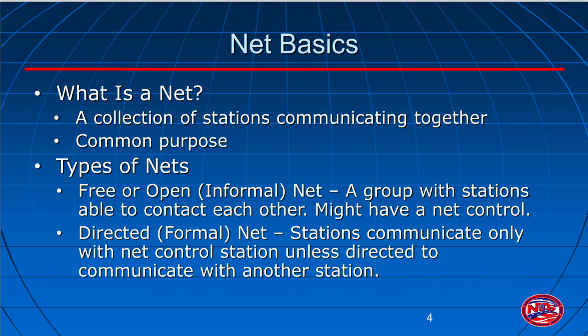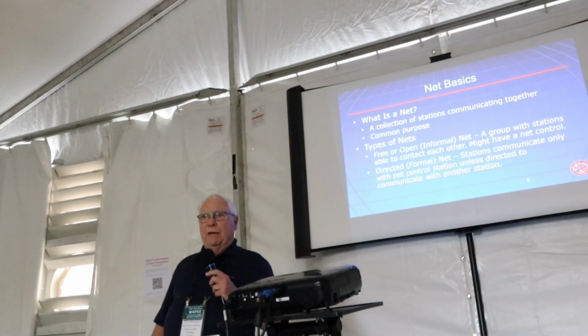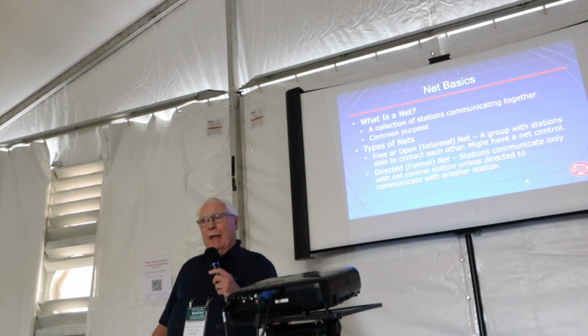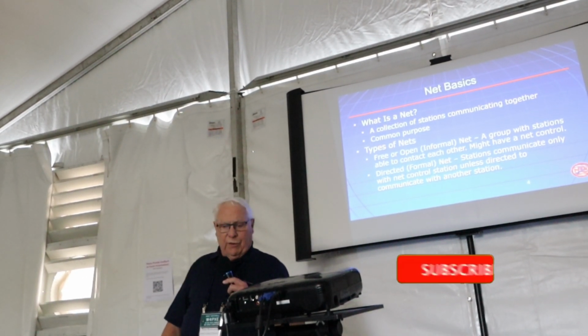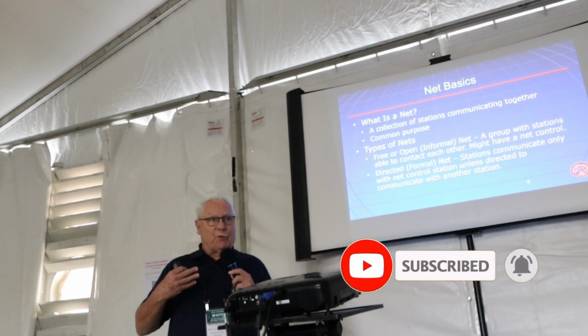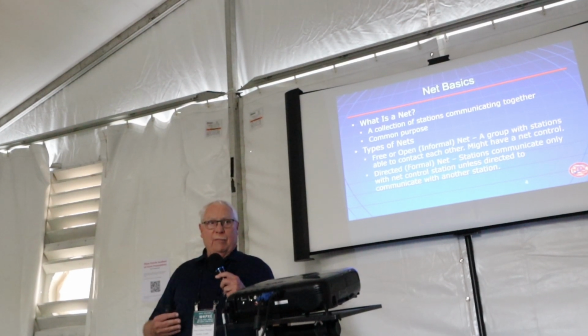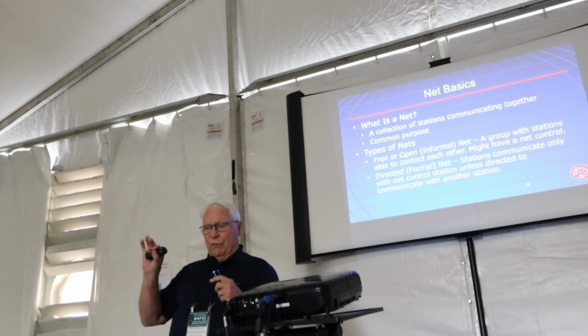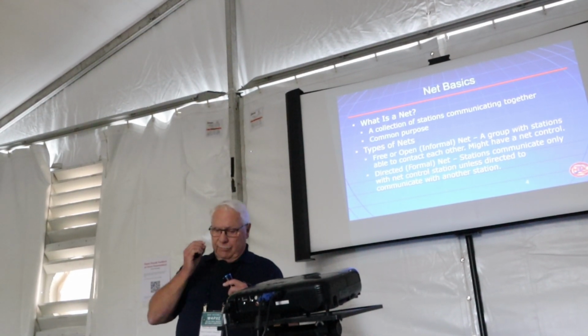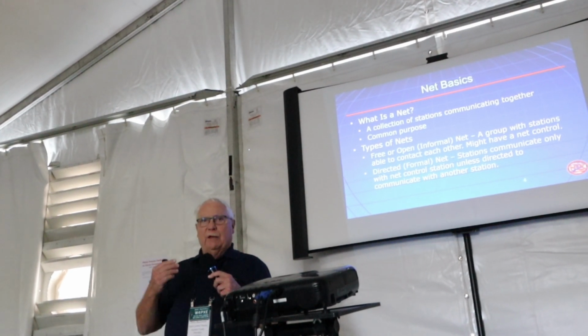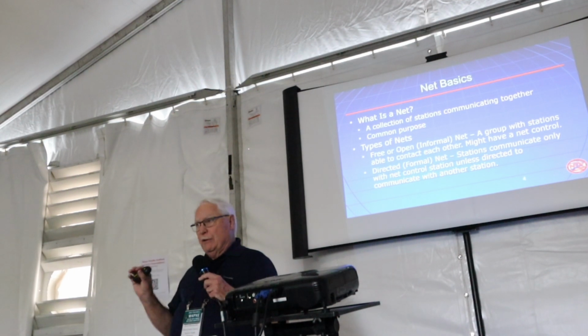What is a net? It's a collection of stations communicating together and normally for a common purpose. There are two basic types of nets. There's a free net or an open net. Normally the communications are informal. It may or may not have a net control, depending on what frequency or organization you're working with. Most of us are going to deal with what are called directed nets. These are formal nets, and we'll talk a little bit more, some finer granularity, on directed nets in a minute or so. These are stations that are communicating, first off, only with the net control station normally unless directed otherwise, and they are focused on a particular purpose.